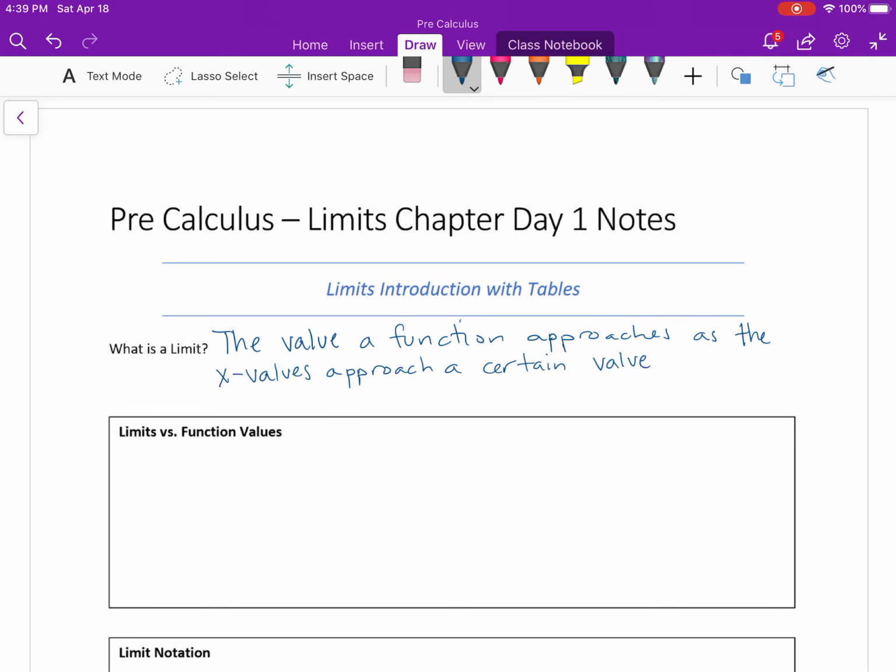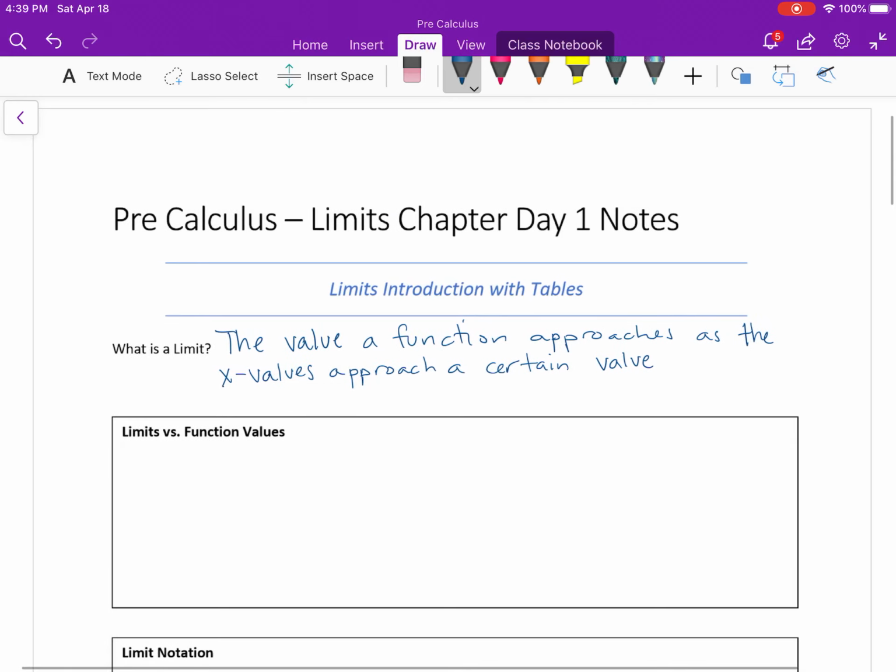So our first lesson is on limits, with an introduction with tables, or finding limits numerically. The first question that we have to answer is, what is a limit? And the limit is a value a function approaches as the x values approach a certain value.